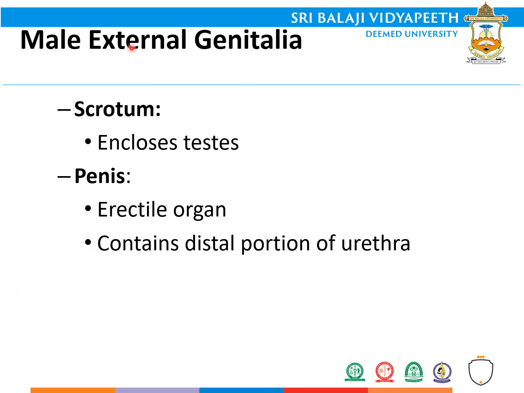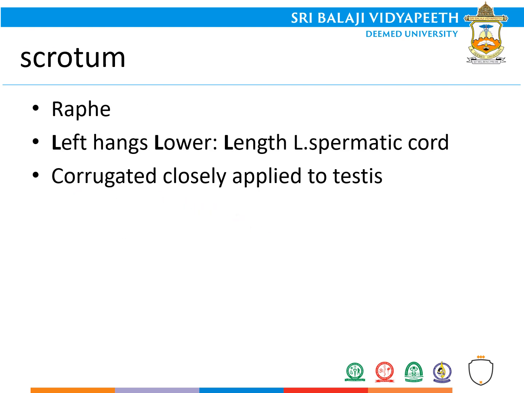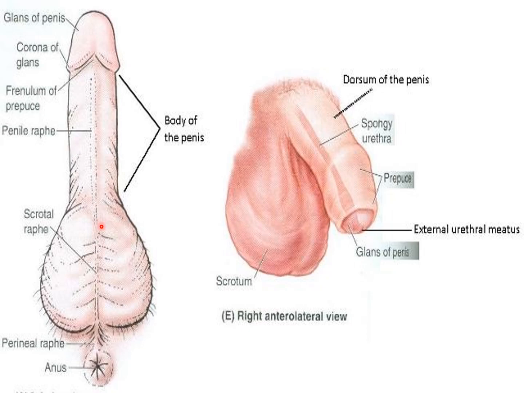The male external genitalia includes the scrotum, which encloses the testis, and the penis, which is the erectile organ and contains the distal portion of the urethra. The scrotum has a midline raphe, however the left hangs lower because the length of the left spermatic cord is longer, and it has a corrugated appearance and it is close to the testis. So this is the midline raphe here.